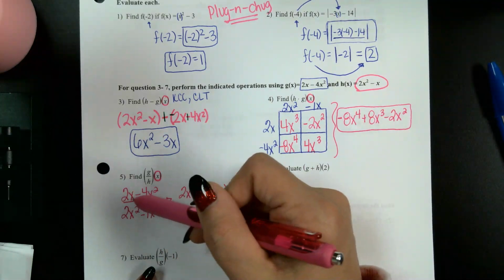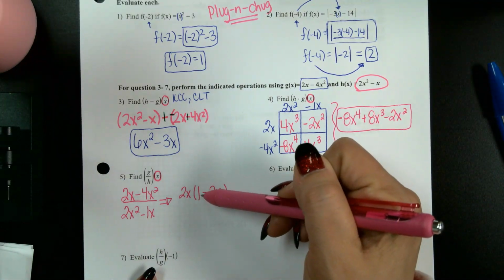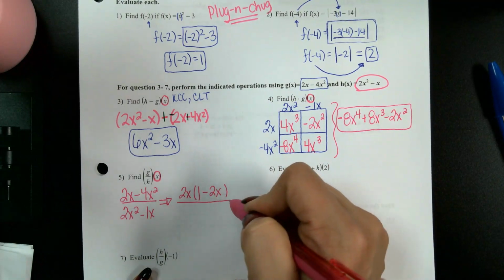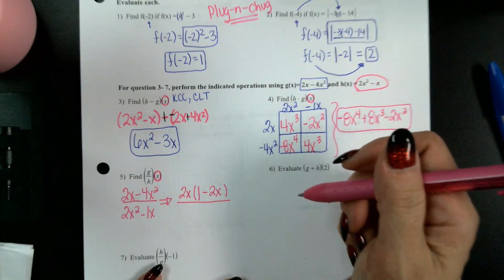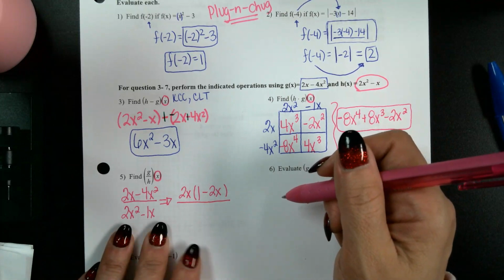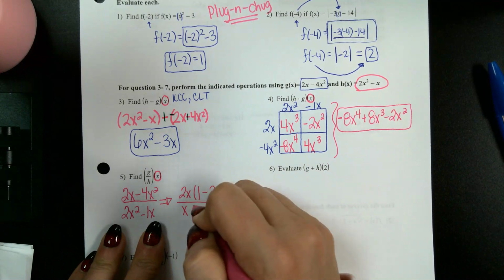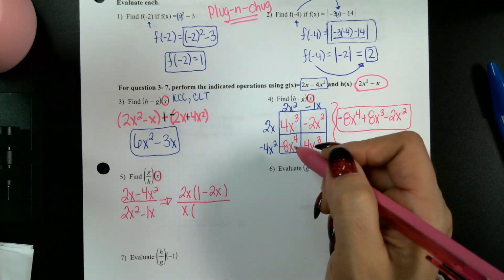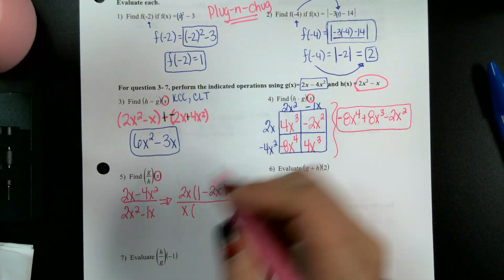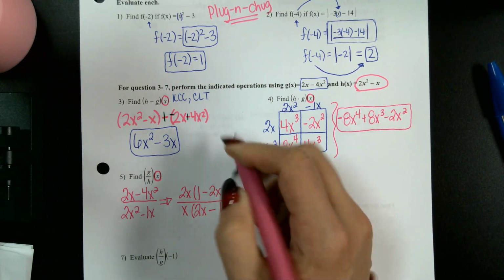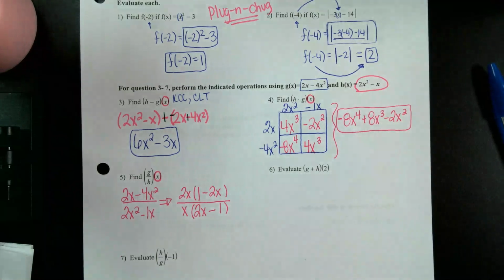Because I divided 2x by 2x and it left me with a 1. Negative 4x squared divided by 2x is negative 2x. Okay, so that's GCF for the top. Now on the bottom, what do these two have in common? Just an x, right? Okay, so if you take an x out of each term, what would be left? 2x minus 1?